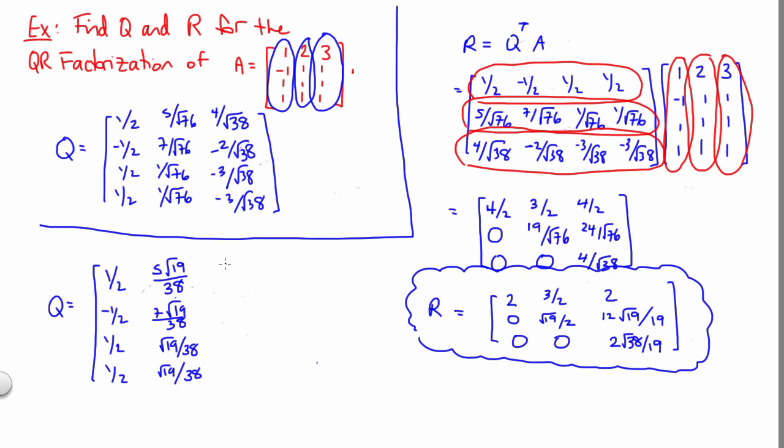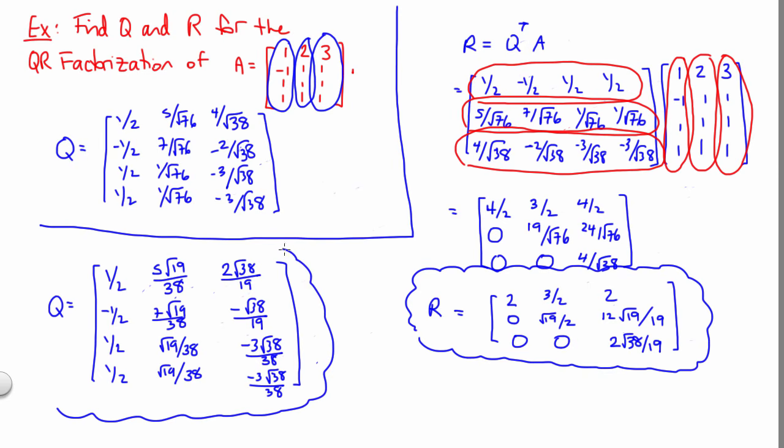For our last column, again rationalizing, we'll have 2 root 38 over 19, minus root 38 over 19, and then negative 3 root 38 over 38 for our last two entries. And there we have the simplified version of Q. So there we have our final answer. We've found Q and R from the QR factorization, and we've also done the extra work of simplifying both of those matrices at the end of the problem.